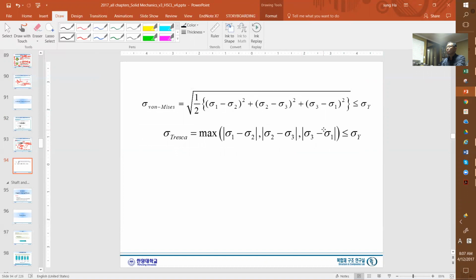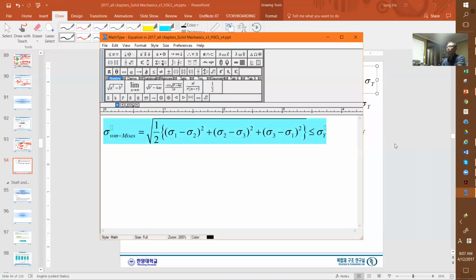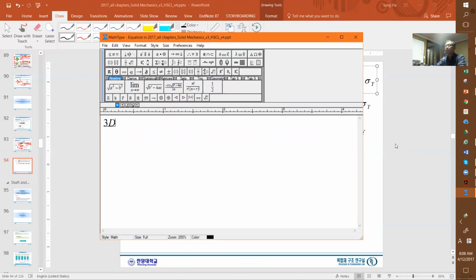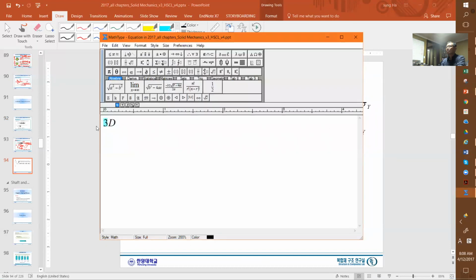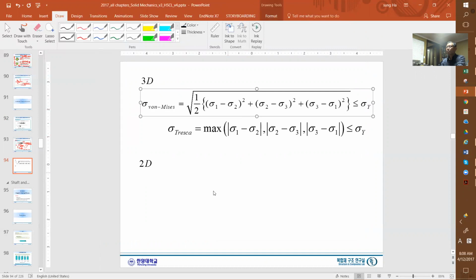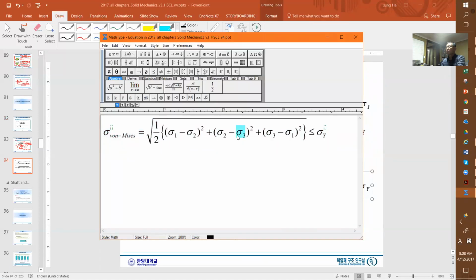Now this one, I would say, is the 3D, three-dimensional case. But how about 2D? 2D is where sigma 3 equals 0. And simply all you need to do is put these things into a 0. And 0 means this one is a 0, and that is a 0. And you can simplify a little bit. And what do you have? You have sigma 1.